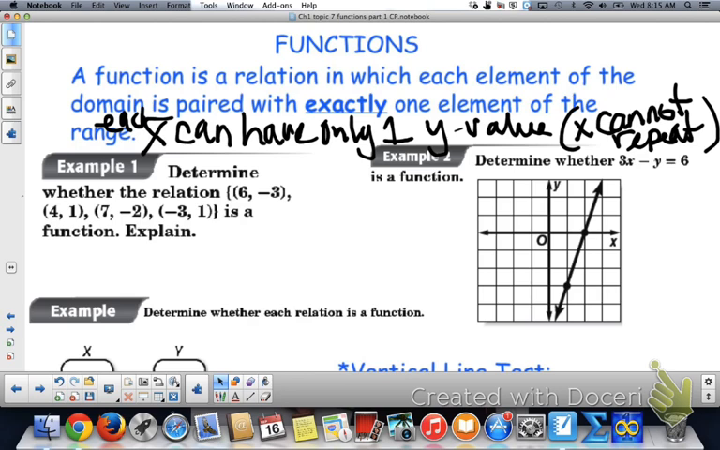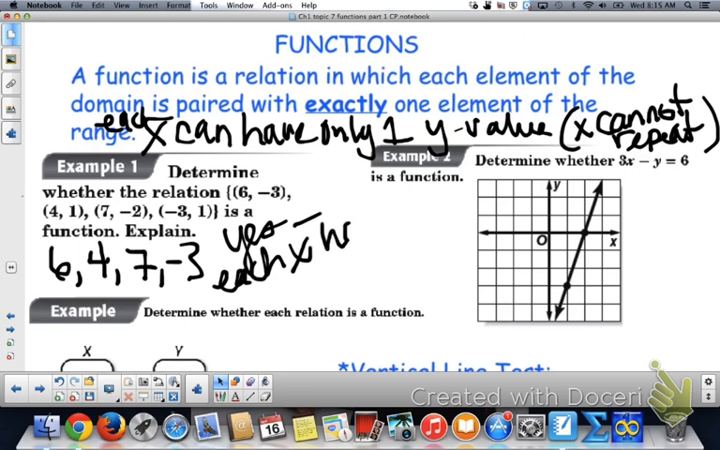Well, let's look at our x values. Our x values are 6, 4, 7, and -3. None of those repeat. So, yes, it is a function. Each x has only one y. Okay, this next one, example 2: determine whether 3x - y = 6 is a function. Now, 3x - y = 6 is this line right here that's graphed. Each x on that line has only one y value.